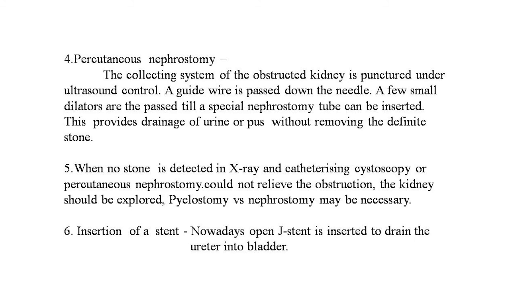Fifth point is when no stone is detected in X-ray and catheterizing, cystoscopy or percutaneous nephrostomy could not relieve the obstruction. The kidney should be explored. Pyelostomy or nephrostomy may be necessary. Next point is insertion of a stent. Nowadays, double J stent is inserted to drain the ureter into the bladder.